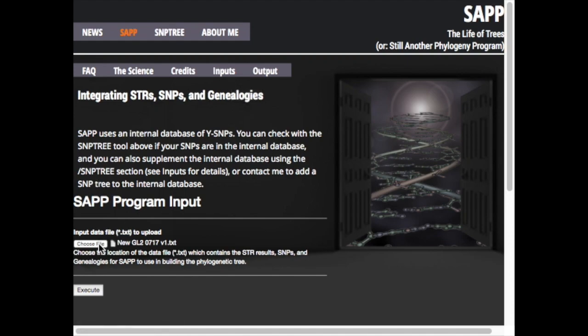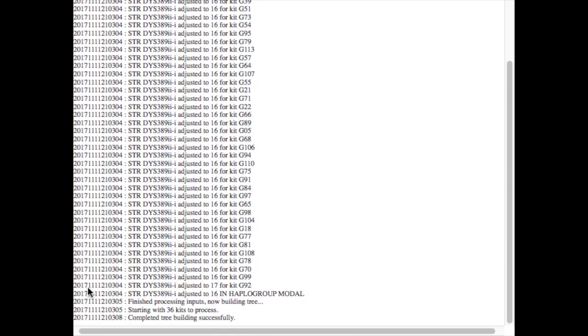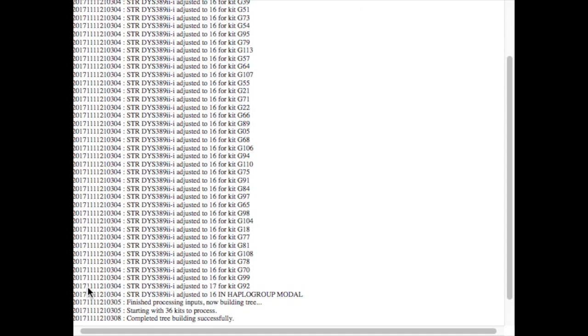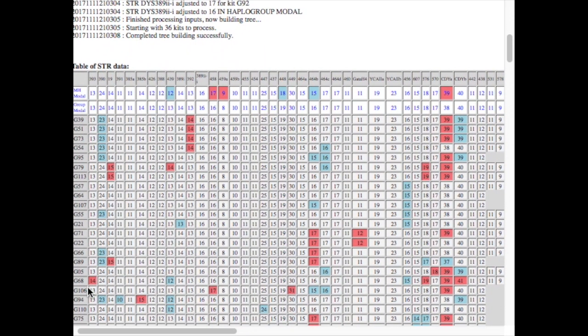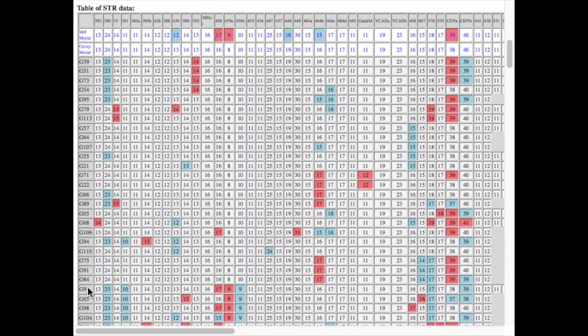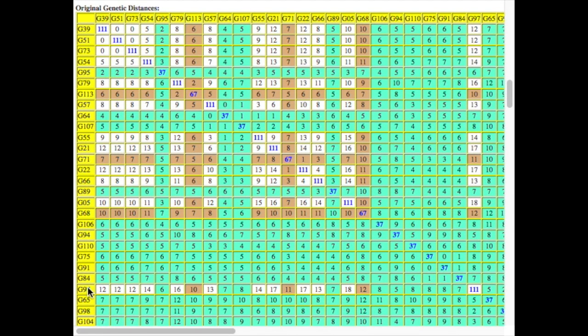By simply choosing the file and then clicking on execute, within a couple of seconds you'll see that it's analyzed the data for my GLEASON lineage 2. It's completed the tree successfully. There's a table of the STR data, so it has replicated exactly what you see on the Family Tree DNA website. Number 2, there's the original genetic distances. Just like Whitathi's tool for genetic distances, this is very, very similar to what we generate with Whitathi's tool.